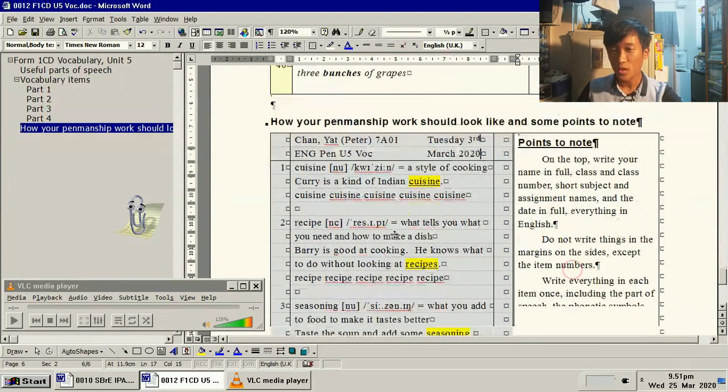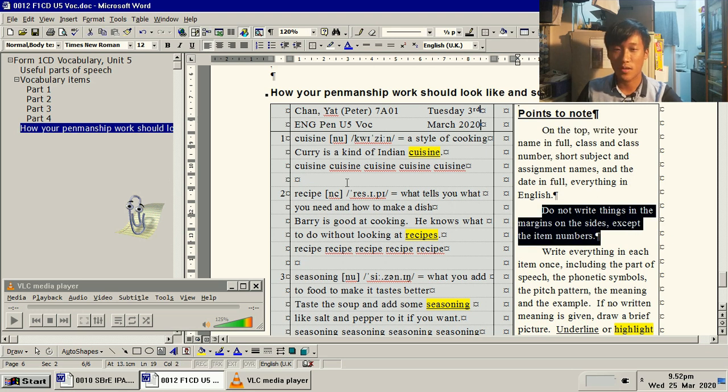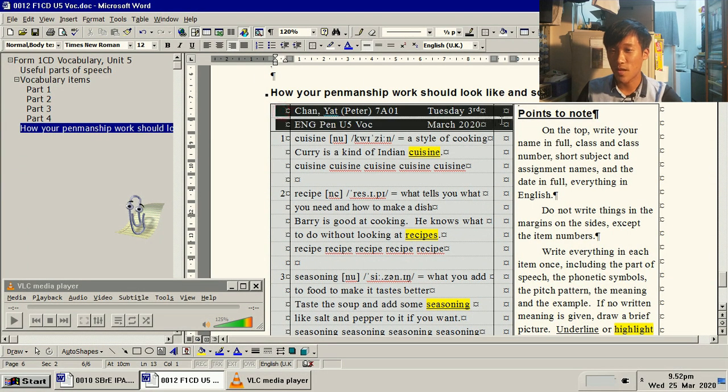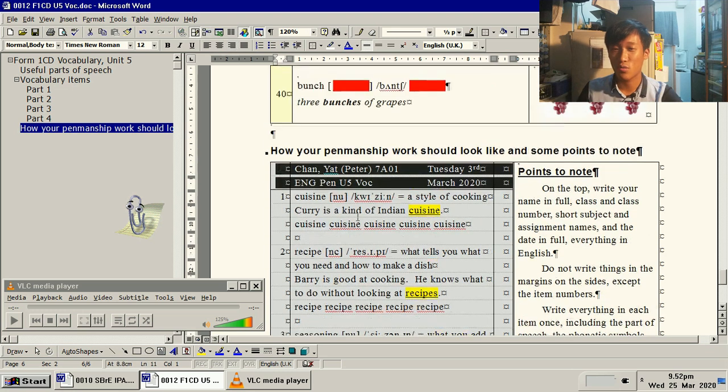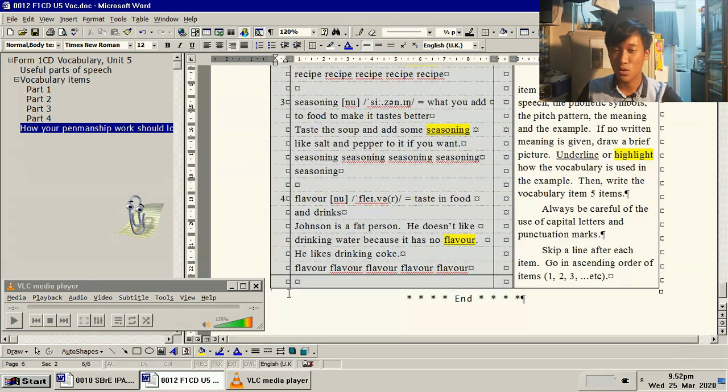Yeah, okay, and then do not write things in the margins on the sides except the item numbers. So you have item number 1, 2, and so on. So this part, the side of the paper, is called margin. Do not write things in the margin, okay, except the item number. Here is also the margin, it's the top margin, but it's for you to write your name and everything. You have the space, fine. For other margins, do not write anything. Only write the item number.